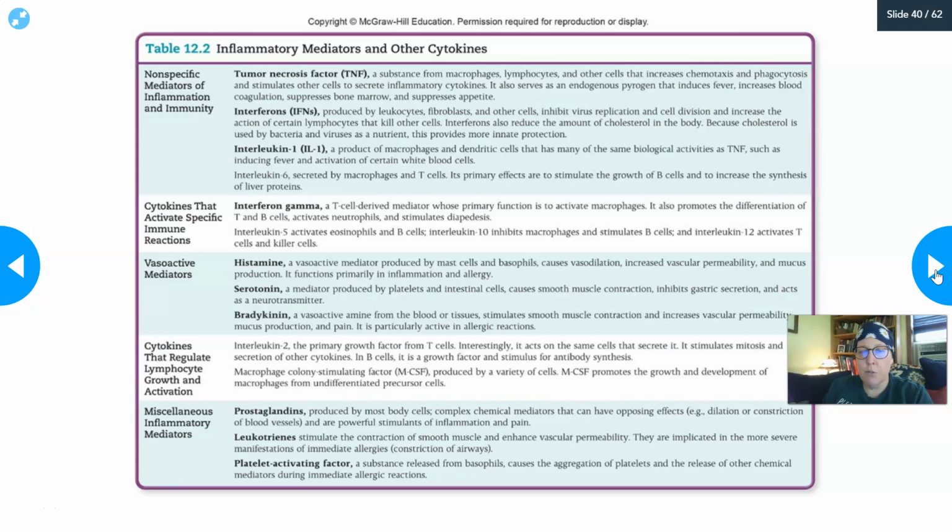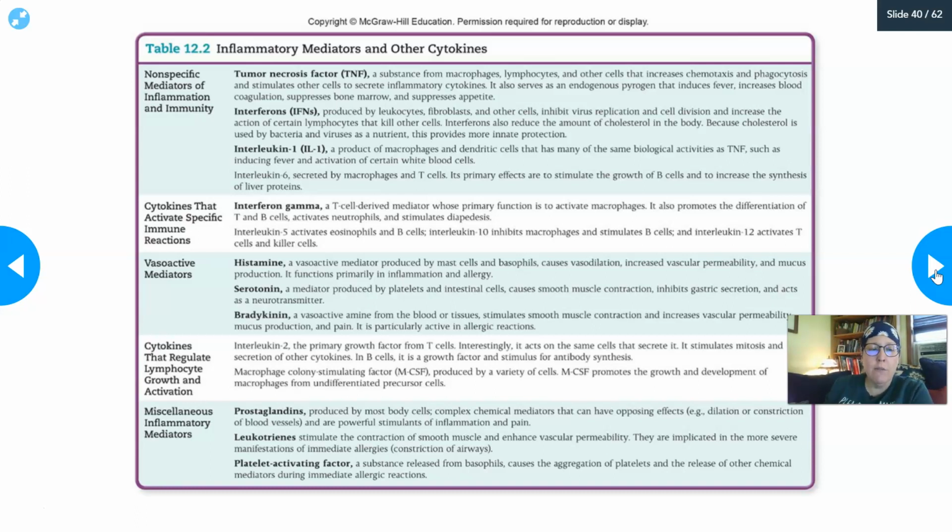So histamine is produced by mast cells and basophils and can cause vasodilation and increase vascular permeability and mucus production. So think of all the allergy signs and symptoms. Serotonin, which is also a happy molecule, right, is produced by platelets and intestinal cells. It can cause smooth muscle contraction. And bradykinins are vasoactive amines from the blood or tissues, and stimulate smooth muscle contraction also, and increase vascular permeability. So you get redness and swelling and all of that with these guys.